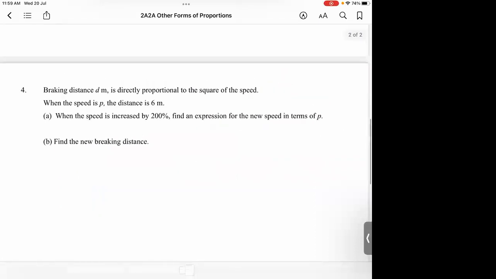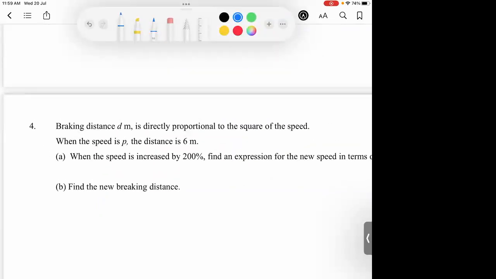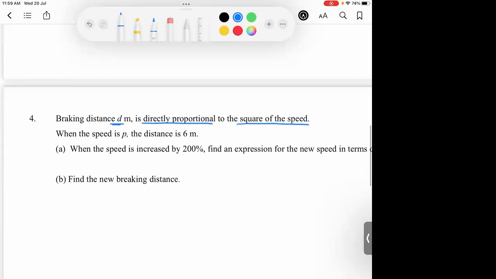Next question. Okay, this one says the braking distance D is directly proportional to the square of the speed. They say the speed is P, right? So D is directly proportional. K times or K divide? Sarah, K times, yes, K times. But what did they say here? Square of the speed. My speed is given to be P, right? So it's P. What do I need to do to it?